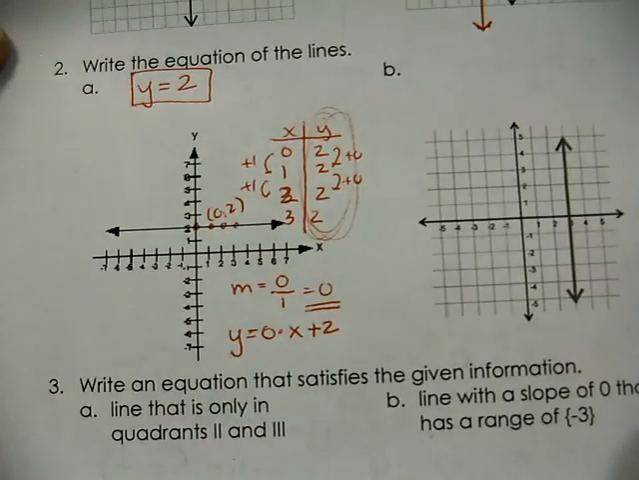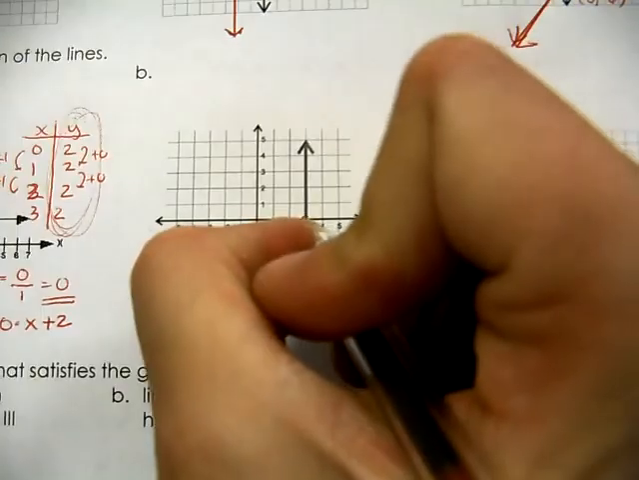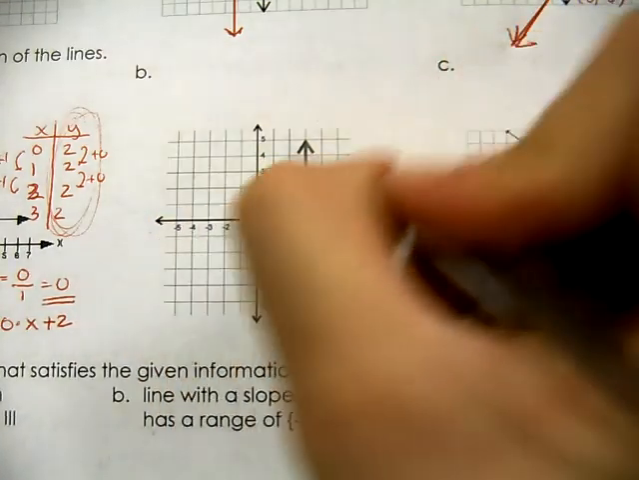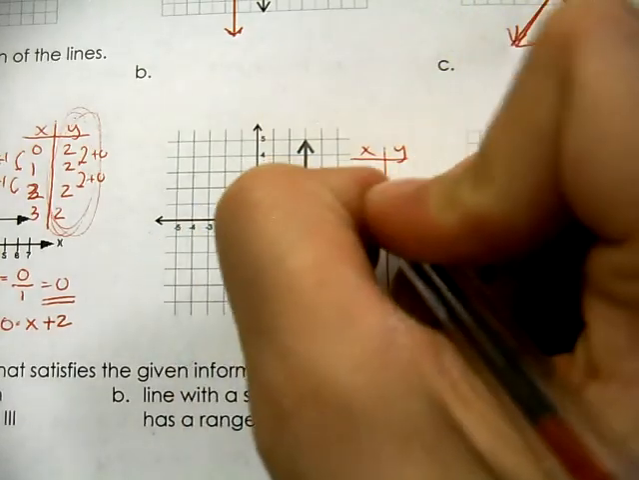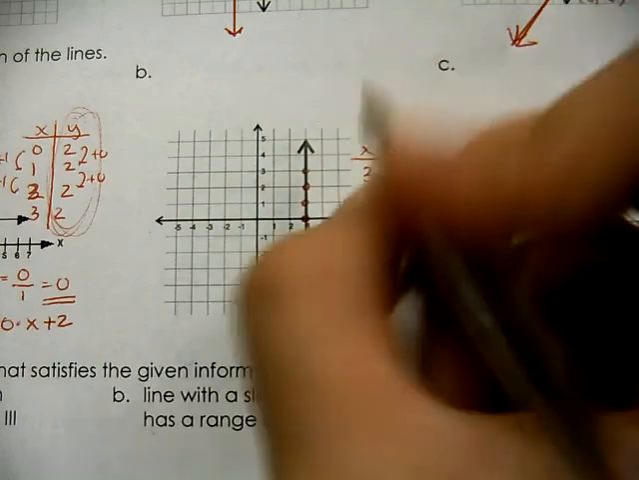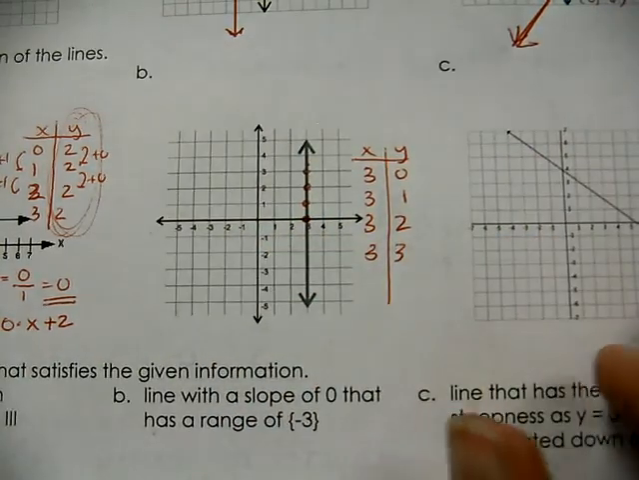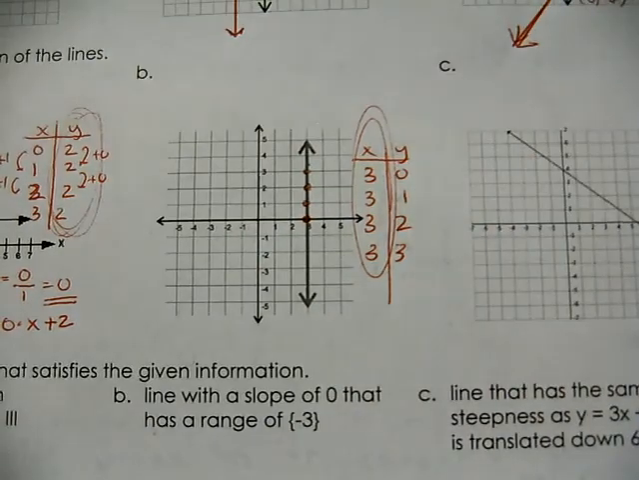Switching over here, I have a vertical line, and what I notice about vertical lines is that every x-coordinate remains the same. So if I were to make a table of this, I have (3, 0). This would be the point (3, 1). This would be the point (3, 2), or (3, 3), and it would continue on, but no matter what point I listed in the table, I see that the x-coordinate is always 3. So to communicate that, I say x equals 3.